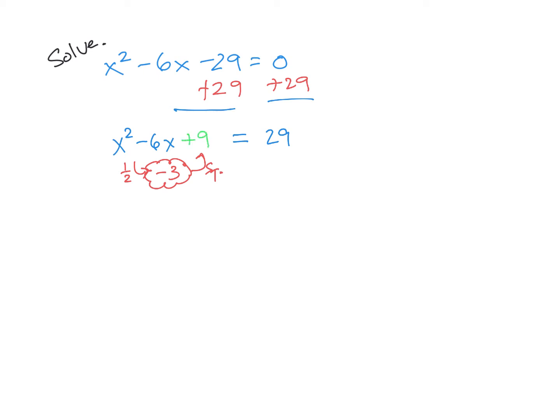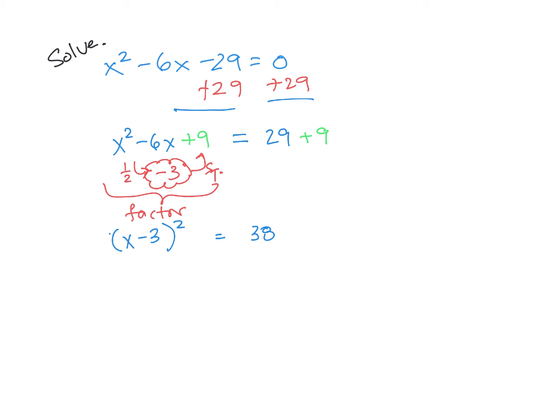I'm going to add a 9 to the left, but cardinal rule of algebra, whatever I do to the left side, I have to do to the right side. And so then I factor that left side. When I try to factor x squared minus 6x plus 9, I get x minus 3 times x minus 3, or just x minus 3 squared, equals, on the right side, 29 plus 9 is 38.